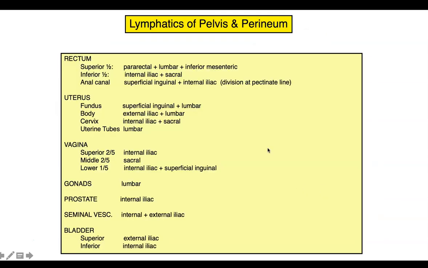And here is a chart, and you can study this chart. I think this will help you learn the lymphatic drainage of the pelvis and perineum.